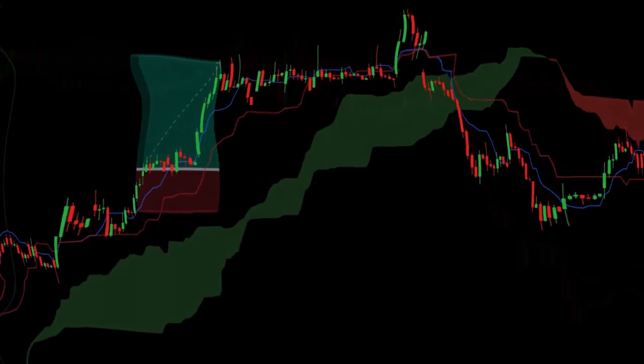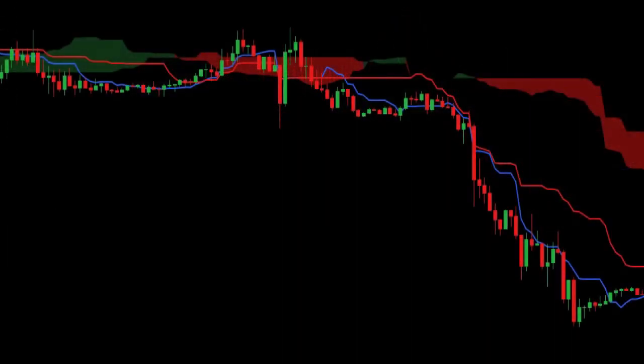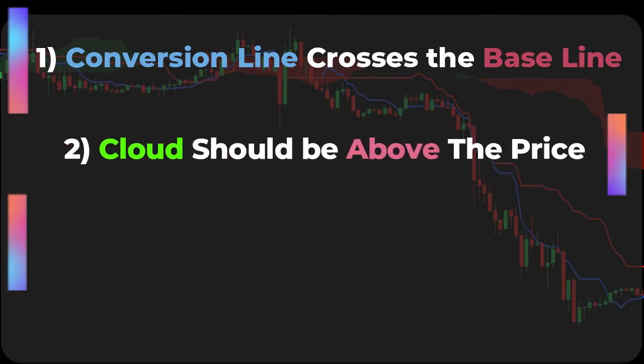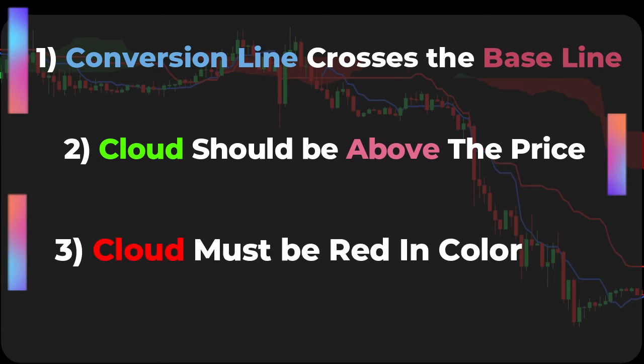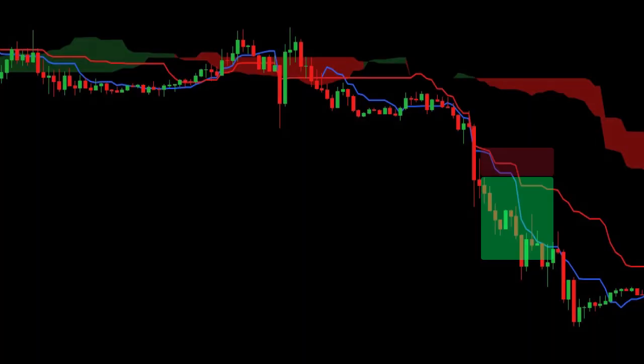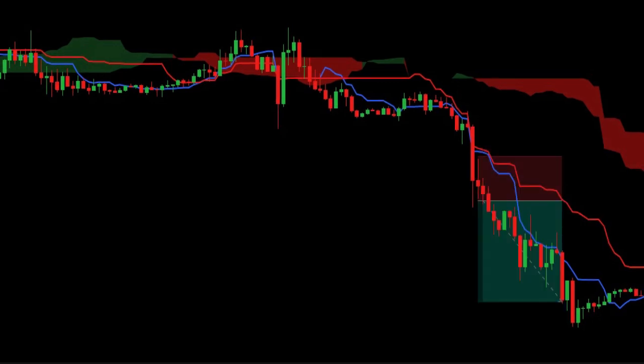Now let's see the sell signal. For a sell signal, we require 3 conditions. First, the conversion line crosses the baseline from up to downward direction. Second, the cloud should be above the price, and third, the cloud must be red in color. So at this candle we take a sell trade by putting our stop loss at the baseline and our profit target at 2 times our stop loss. And for your entry candle, if you wish you can wait for some downward candles. Let's see what happens to our trade. As you can see, our trade comes to an end being profitable.